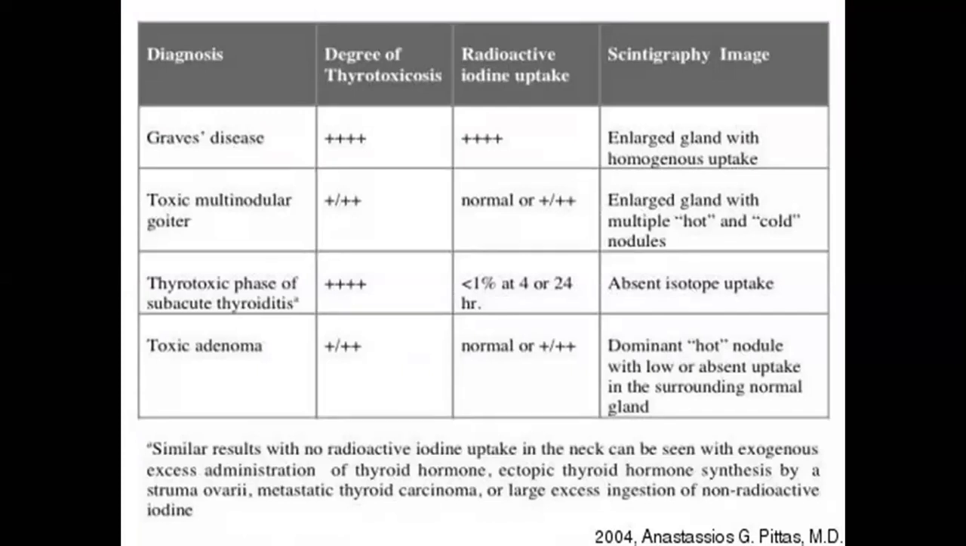Now this slide shows how easily you can differentiate. In Graves' disease, the degree of thyrotoxicosis is high, radio uptake is increased, with an enlarged gland with homogeneous uptake, as I told you. In toxic multinodular goiter, there is a patchy enlarged gland with hot and cold nodules. Those that are active will take up more; cold nodules have no uptake. So the rest of the gland is suppressed.